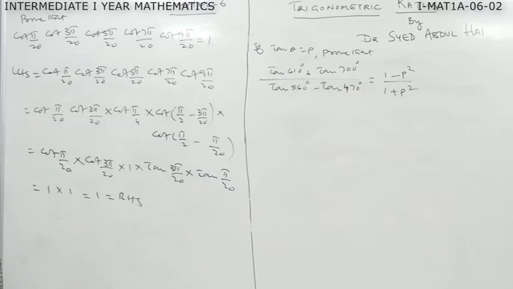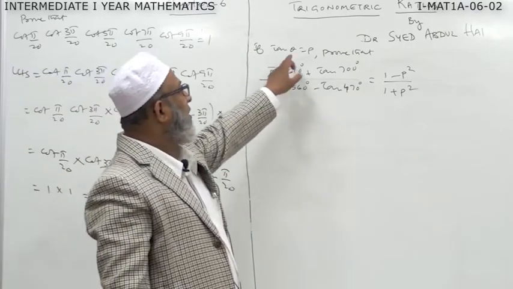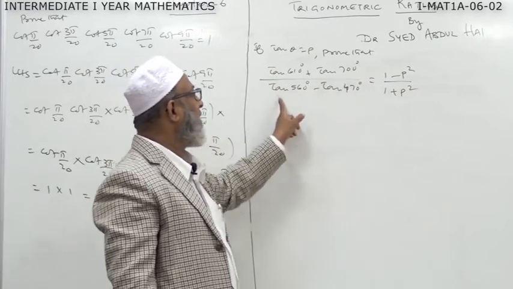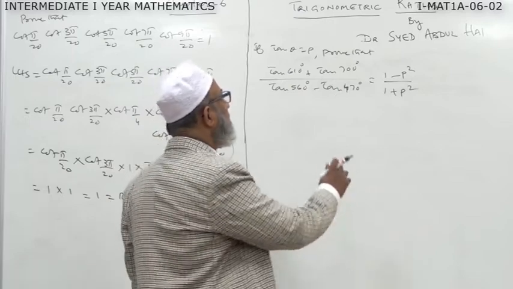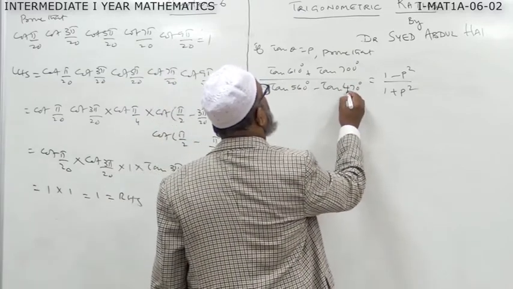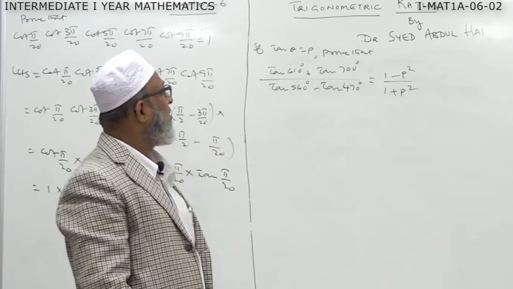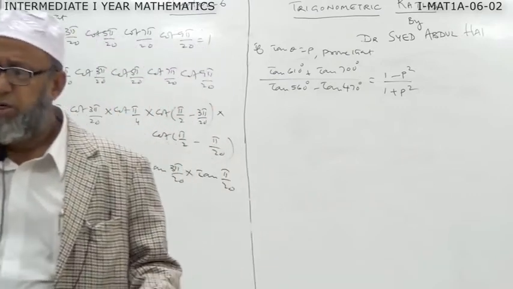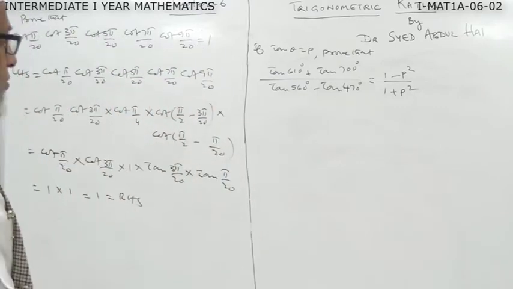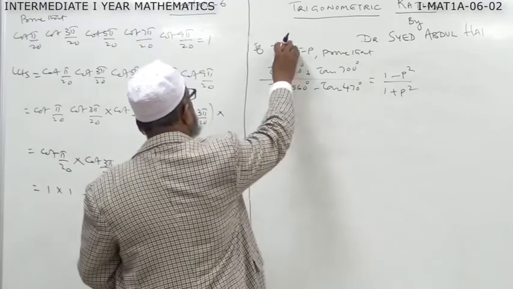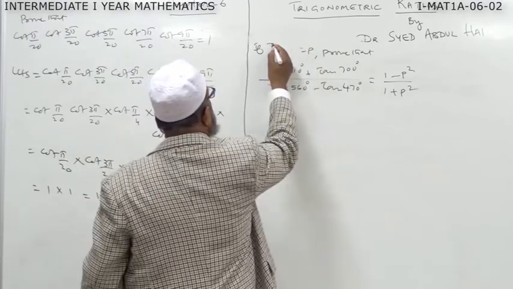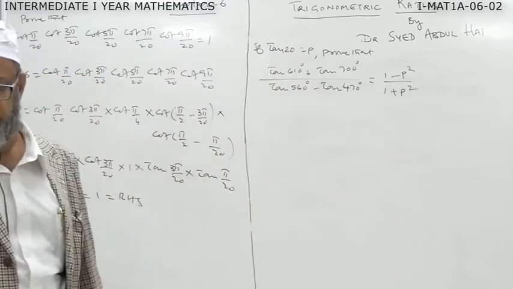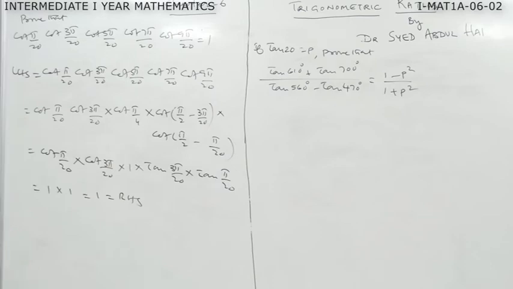Is it clear? Next question. This is a very important question. If tan theta is equal to P, prove that (tan 610 plus tan 700) divided by (tan 560 minus tan 470) is equal to (1 minus P square) by (1 plus P square). He has defined the value of tan theta. Tan theta or tan 20? No, this should be tan 20. Tan 20 is equal to P. Then you have to convert this value so that we get 1 minus P square by 1 plus P square.